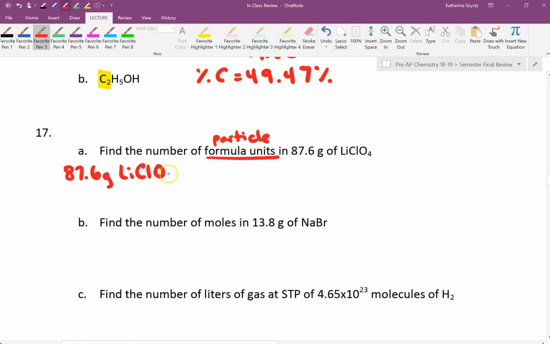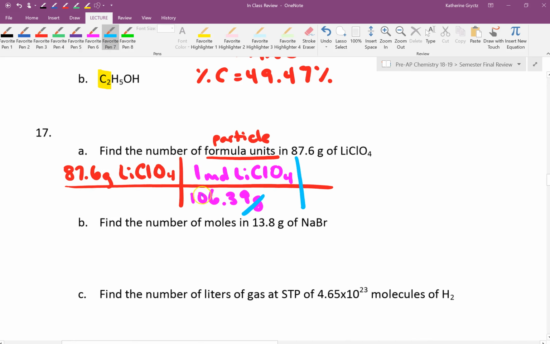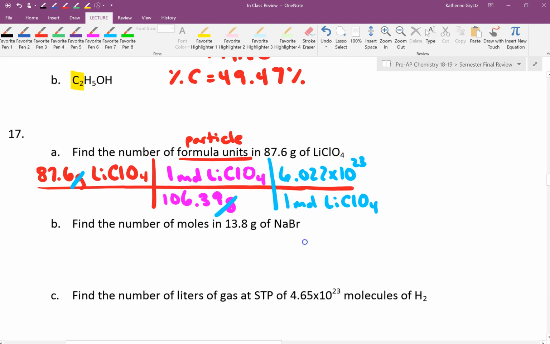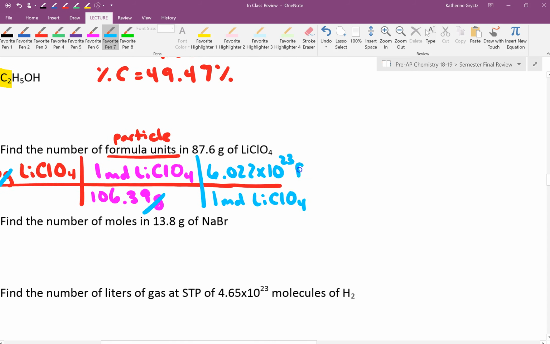Okay, so I have 106.39, and that's per 1 mole. Okay, and then since we are not done, we have to go to formula units. Grams are going to cancel. We need to use Avogadro's number to get us to particles. So we need to cancel out the mole and get the particles. So 6.022 times 10 to the 23rd. And this would be atoms or particles or molecules or formula units.